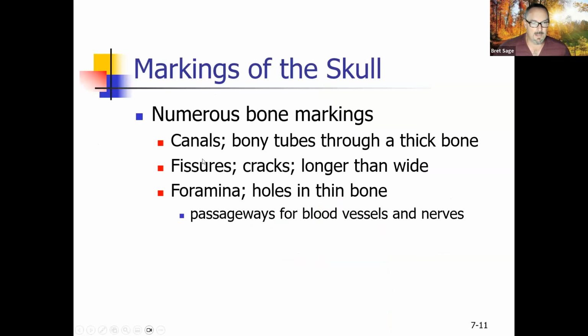Numerous bone markings. Canals are tubes of bone, not just a hole through a thin bone. A fissure is a crack. A foramina is plural, foramen singular. That's a hole in a thin bone.